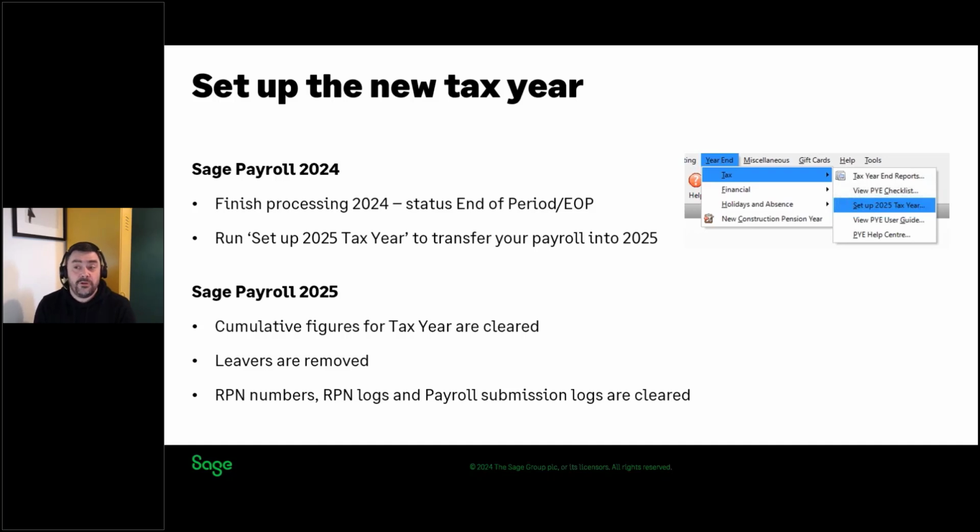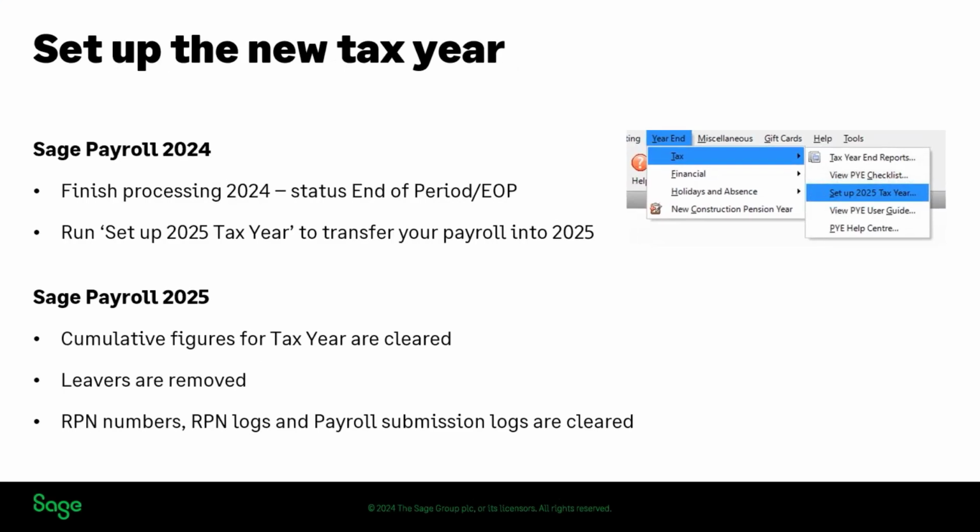Now, it is important to note that you can't run this task until you've installed the year-end update. So you will need to be on version 27.3, and you can install that if you haven't already done so by clicking Help and Check for Updates. So I'm going to show you this step in a demo. Let me just bring the slides down.